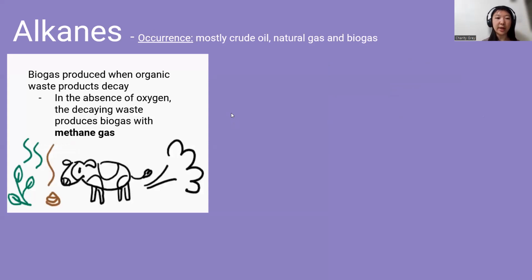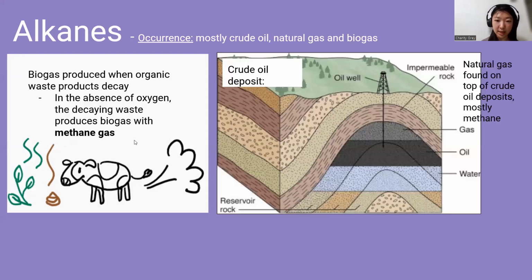So let's talk about alkanes, where they occur, right? What is natural gas and biogas and crude oil? Let's talk about biogas first. Biogas is produced when organic products decay. For example, cows or animals or plants, when they decompose, or even passing gas, right? They will produce methane gas in the absence of oxygen. If they have oxygen, methane gas won't be produced as much, but if they don't have a lot of oxygen, it would actually produce a lot of methane gas.